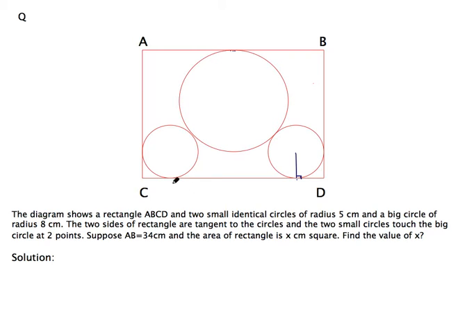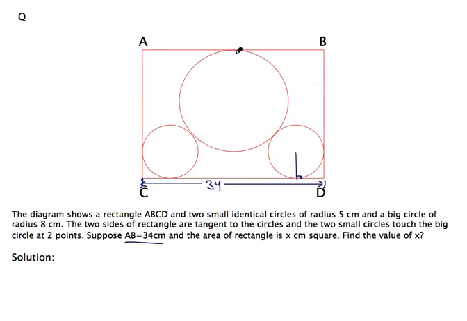And what do we have here? We already have the length. See here, AB is given as 34. So AB and CD are both the same, so this is 34. What else do we need in order to find the area of the rectangle? The breadth of the rectangle. So we have to find either AC or BD.